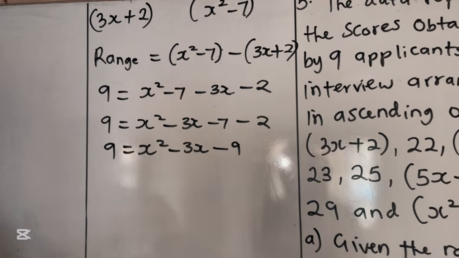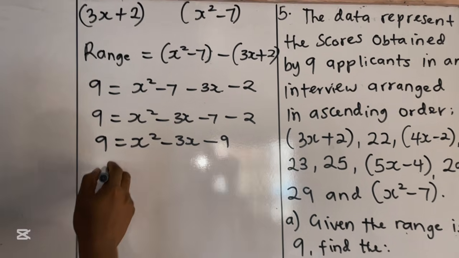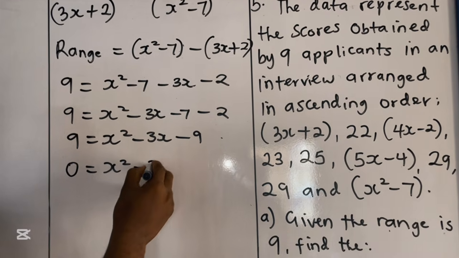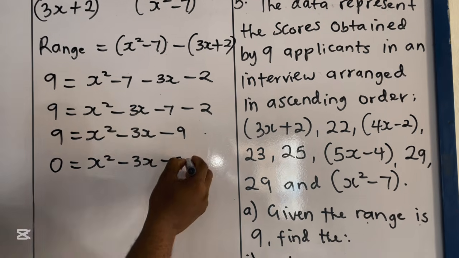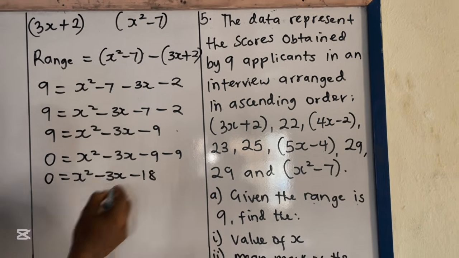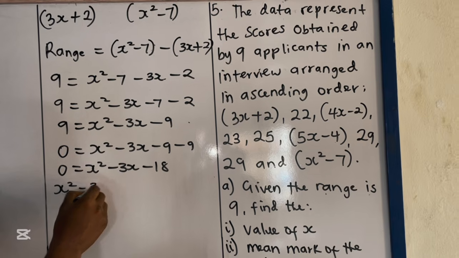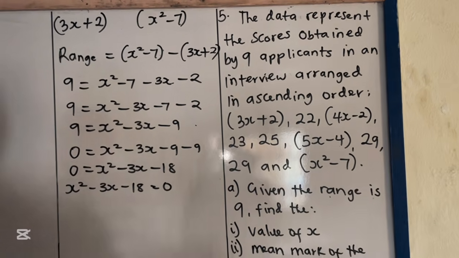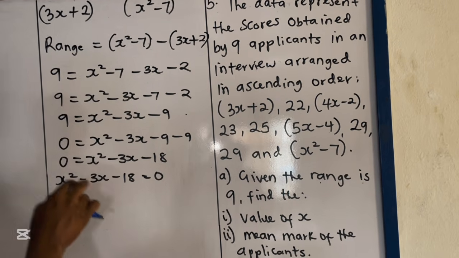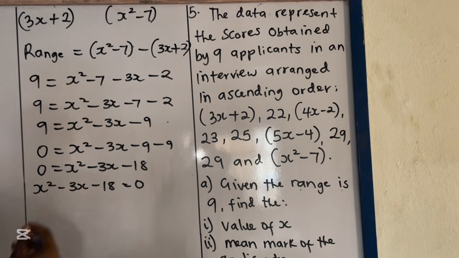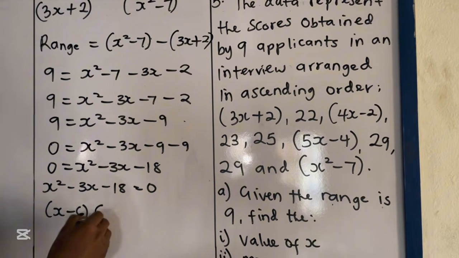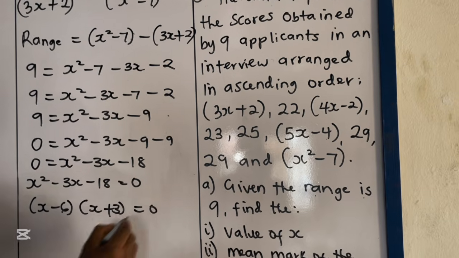So 9 is equal to x squared minus 3x minus 9, since minus 7 minus 2 gives minus 9. If I take the 9 to this side, I will have 0 is equal to x squared minus 3x minus 18. It therefore means that x squared minus 3x minus 18 equals 0. I'll look for two numbers that multiply to give minus 18 and add to give minus 3. That is minus 6 and plus 3, so I'll have (x minus 6)(x plus 3) equals 0.